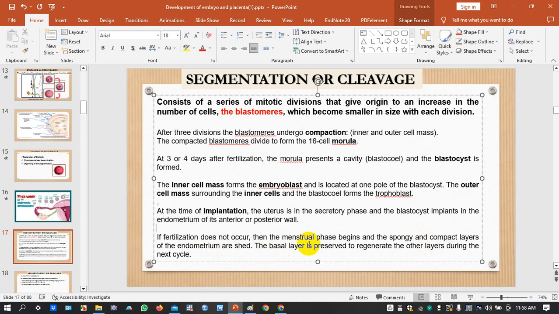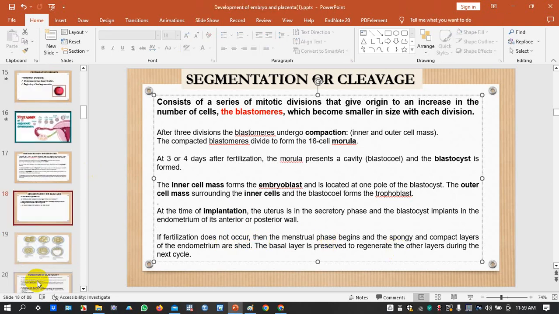shed, and that is what you see in the monthly menstrual flow, because there was no fertilization, no egg, no zygote was implanted, no blastocyst was implanted in the endometrium. So the endometrium will be shed, and that is what you see in the menstrual flow.